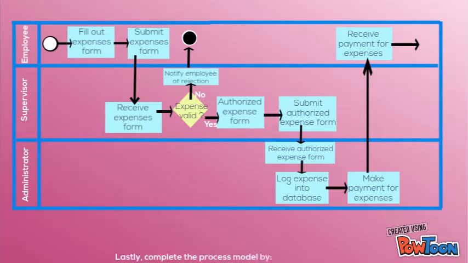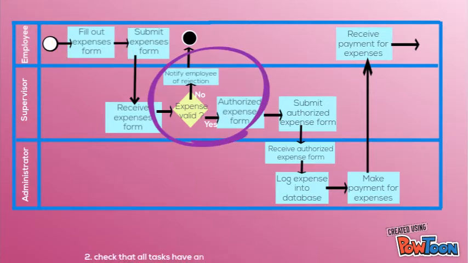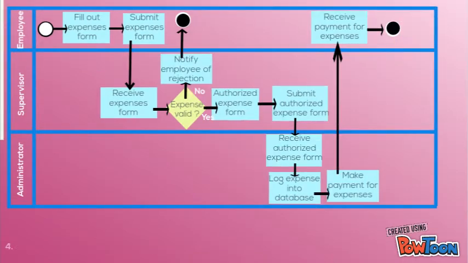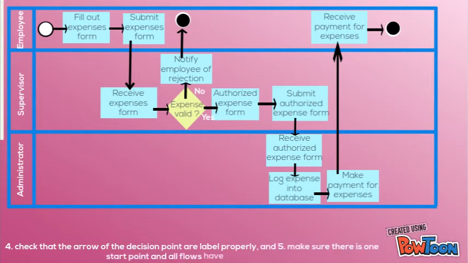Lastly, complete the process model by: 1. Removing any unused swim lanes. 2. Check that all tasks have an arrow in and an arrow out. 3. Check that all decision points have arrows flowing to the next step. 4. Check that the arrows out of the decision points are labeled properly, and 5. Make sure there is one start point and all flows have an end point.